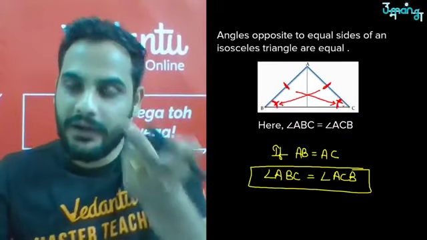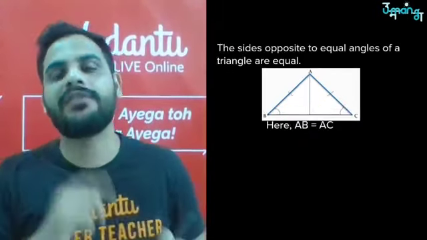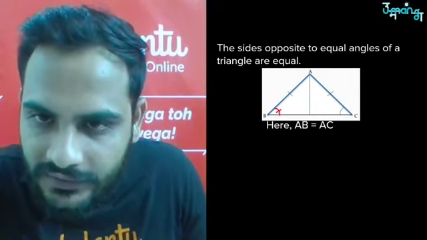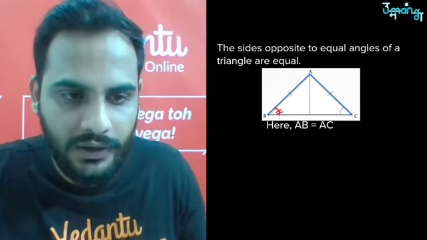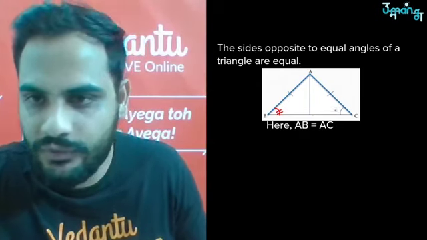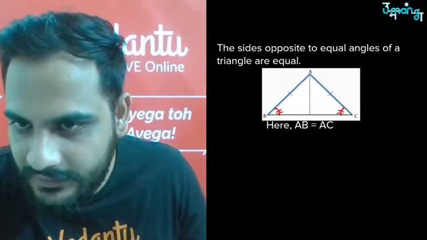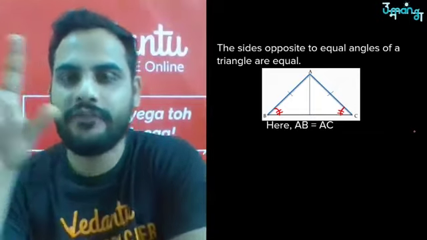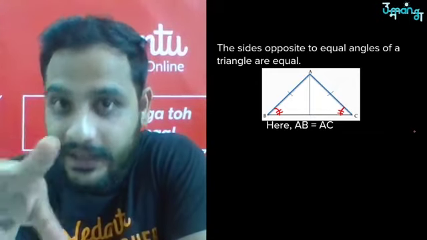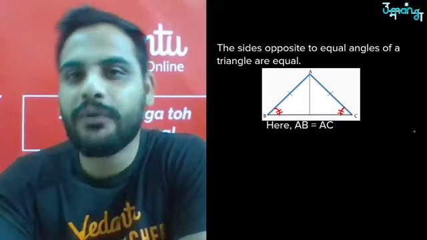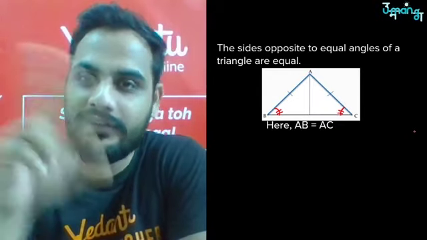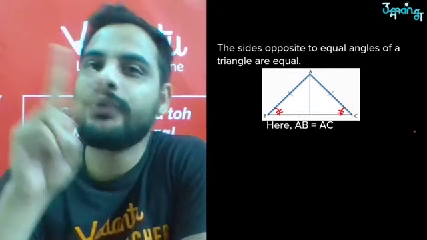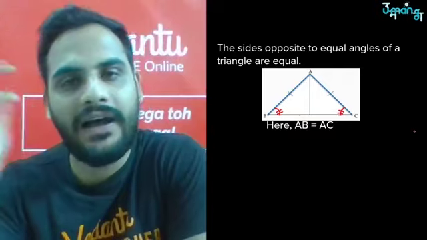Now, its reciprocal is also true. Its converse is also true. That is, if I give you that angle B and angle C are equal to each other, then also I will say that if two angles are equal in a triangle, the sides opposite to them will be equal to each other. So it is vice versa. If two sides are equal, angles opposite to them are equal. If two angles are equal, sides opposite to them are also equal.